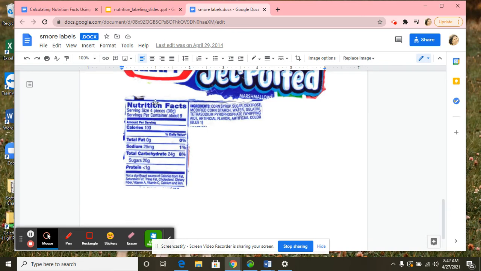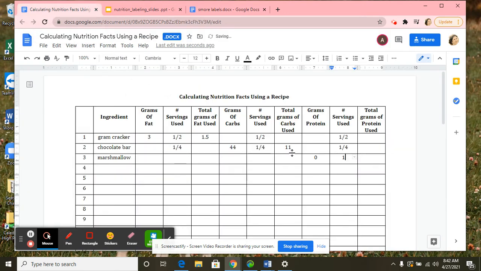But the serving size is for 4 pieces. So if I'm using 2 marshmallows, I'm going to use a half of a serving. 0 divided by a half is still going to be 0, but I can fill in the half servings for all of the others.